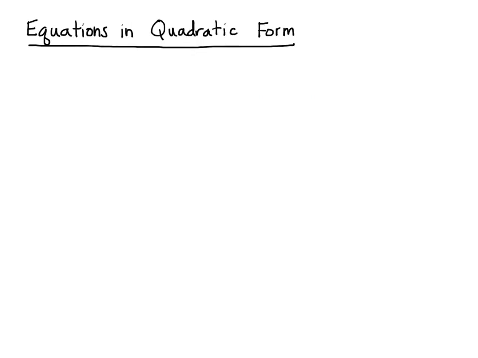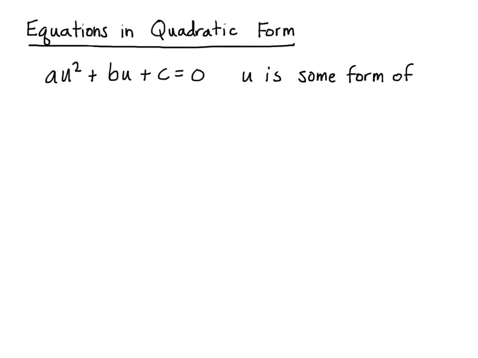Okay, so now we're going to talk about equations that are in quadratic form. These aren't necessarily quadratic equations, but we can put them in quadratic form, find the solution to equations that would otherwise be very difficult for us to solve. So what we're going to do is something called U substitution. And you're going to see this a lot in calculus, where U stands for something other than a simple variable.